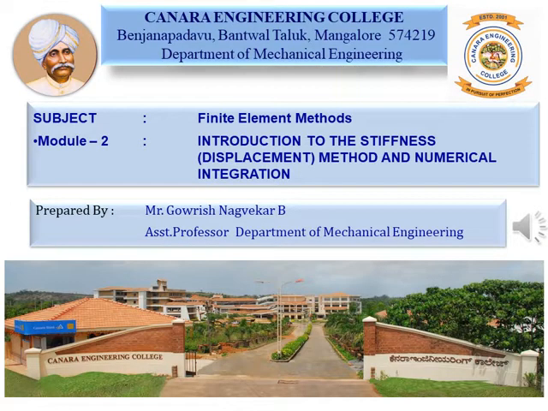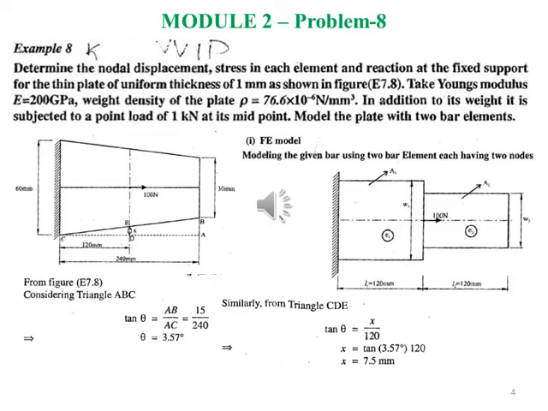In this video we shall see the remaining problems for the bar elements and truss elements. So the next problem, number 8: we are supposed to determine the nodal displacement and stress in each element and reaction at the fixed support for the thin plate of uniform thickness of 1 mm as shown in figure 7.8 below. Consider Young's modulus as 200 gigapascals.